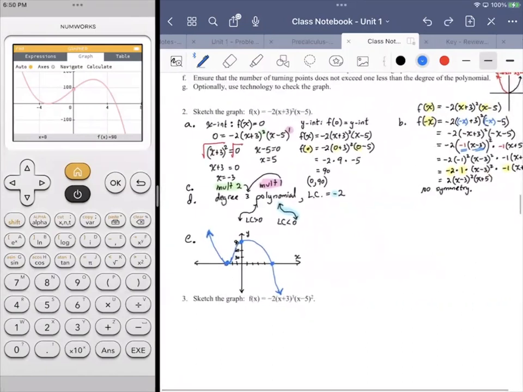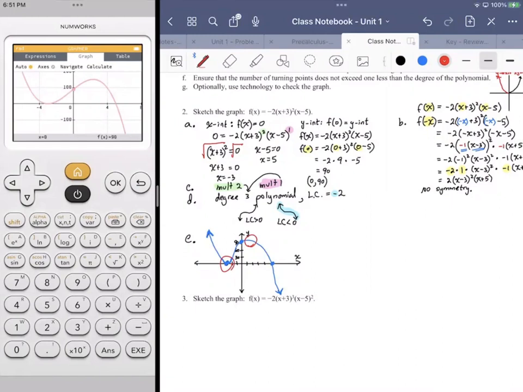Ensure that the number of turning points does not exceed one less than the degree of the polynomial. So I have a turning point here and a turning point somewhere over here. That's two of them. You should always have at most one less turning point than the degree of the polynomial. So if I had a polynomial whose highest power was 7, I would have no more than 6 turning points. There's always at most one less. Doesn't necessarily mean there will be 6, right?